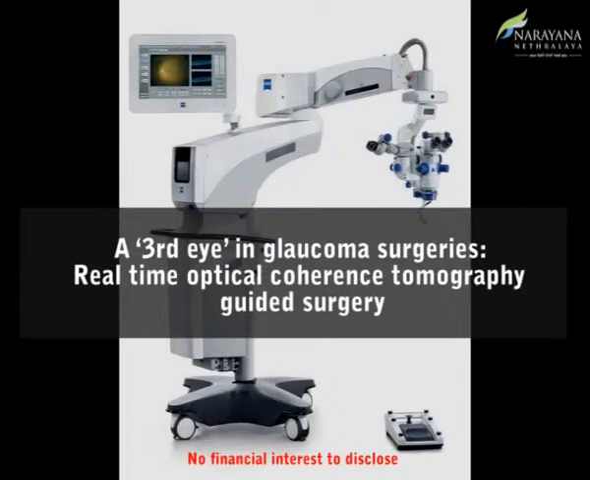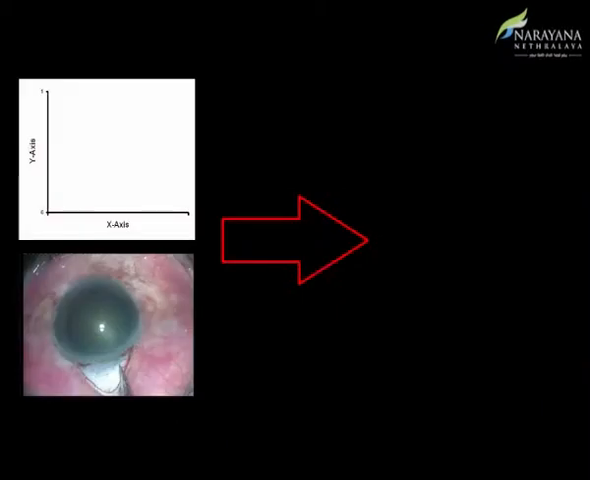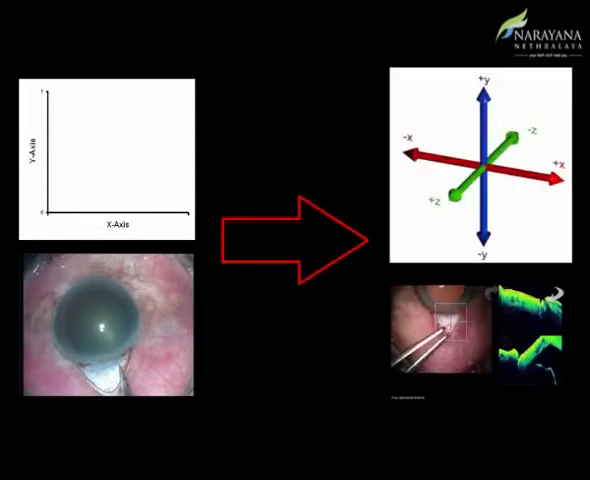A third eye in glaucoma surgeries. Real-time optical coherence tomography guided surgery. The OCT allows us to see beyond the resolution of the human eye and provides structure-wise detail of ocular tissue. Intraoperative optical coherence tomography guided surgery would allow the surgeon a real-time cross-sectional view of the surgical field, especially when en face visualization is not available.